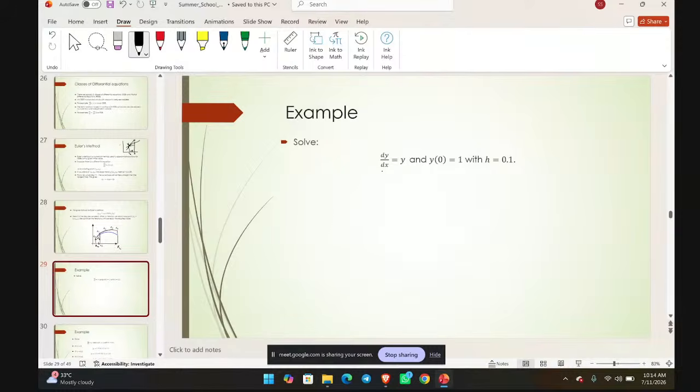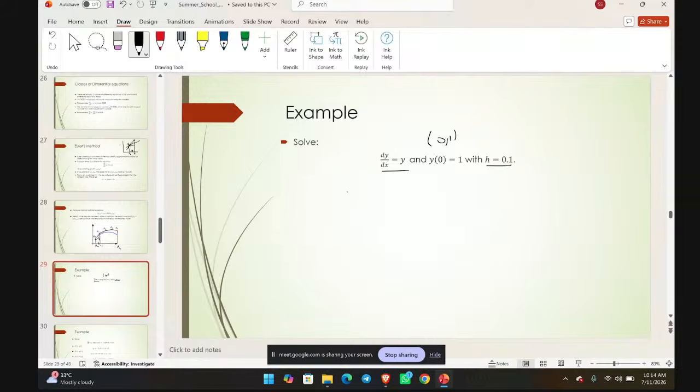Here dy by dx is equal to y in this case, and the initial point is (0, 1). At x equal to 0, the value of the unknown function, here y is the unknown function, we don't know what y is. And we take a small step size, which is 0.1.